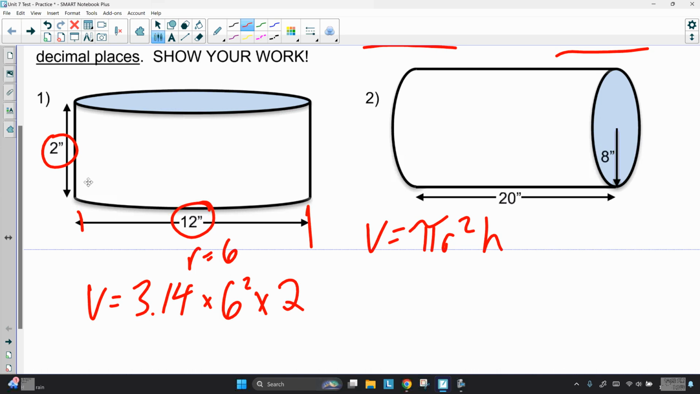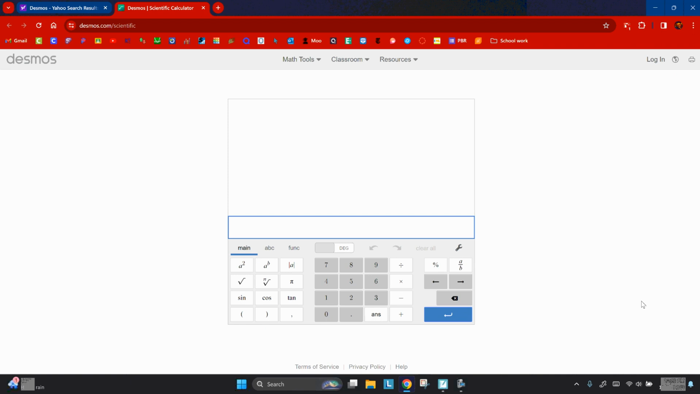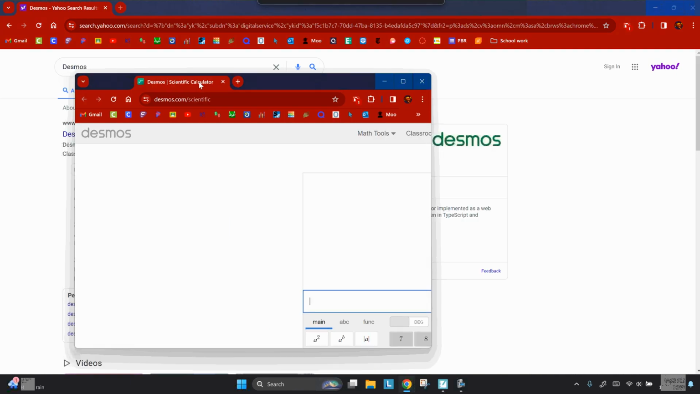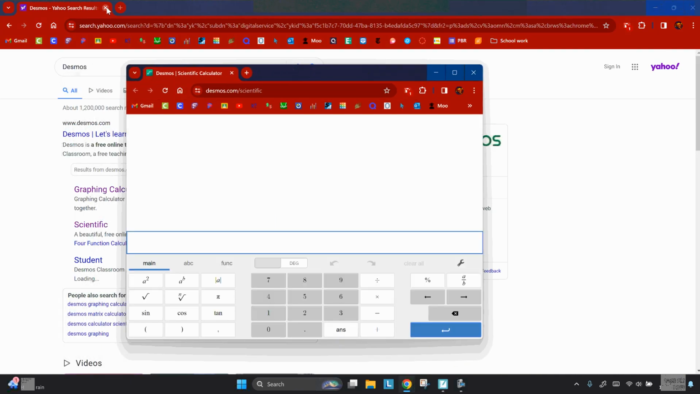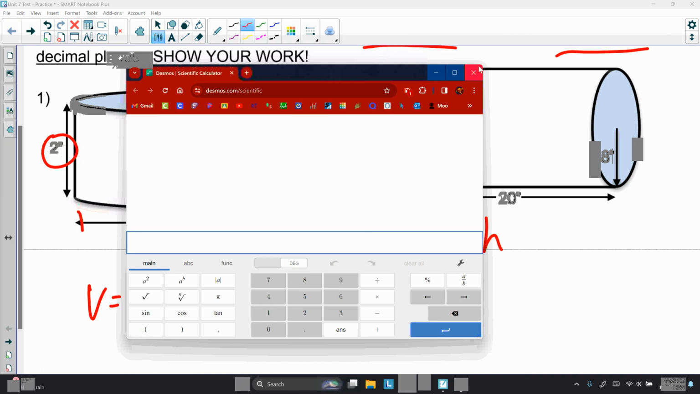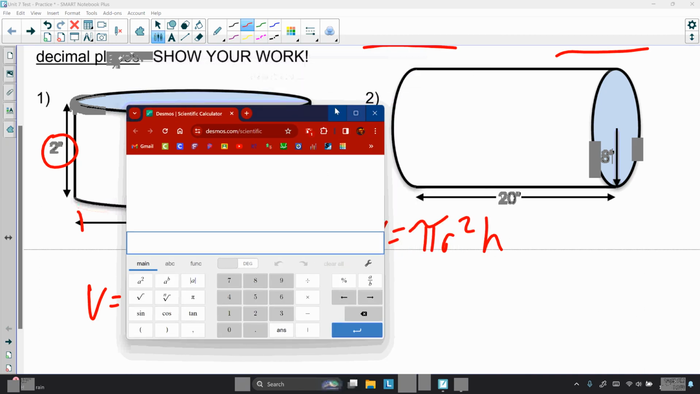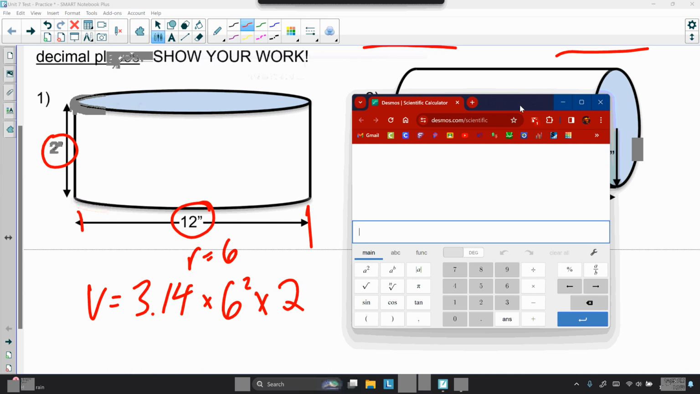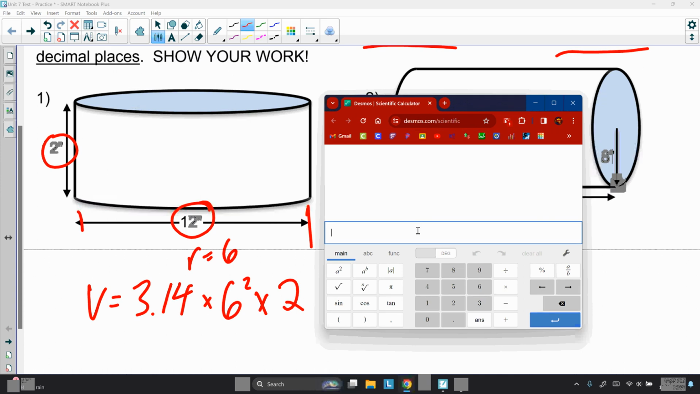So I'm just going to go over here to my Desmos calculator. May shrink it a little bit if I can. Let's see, make sure. There we go.